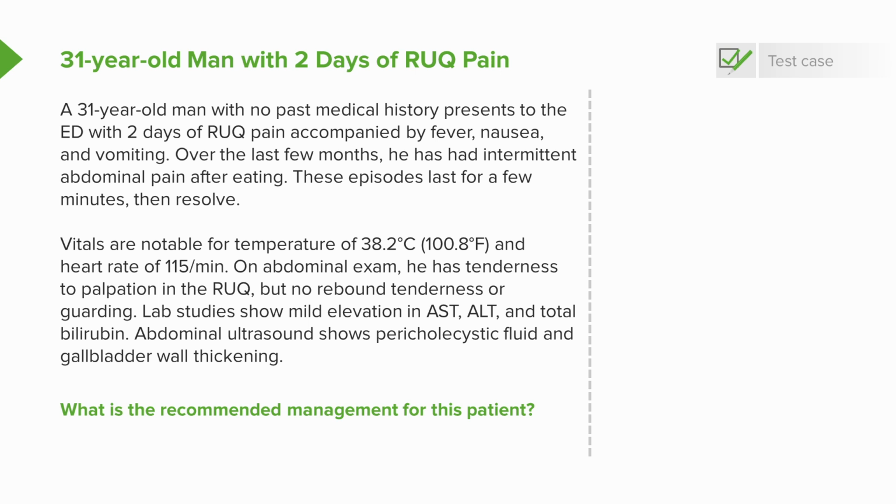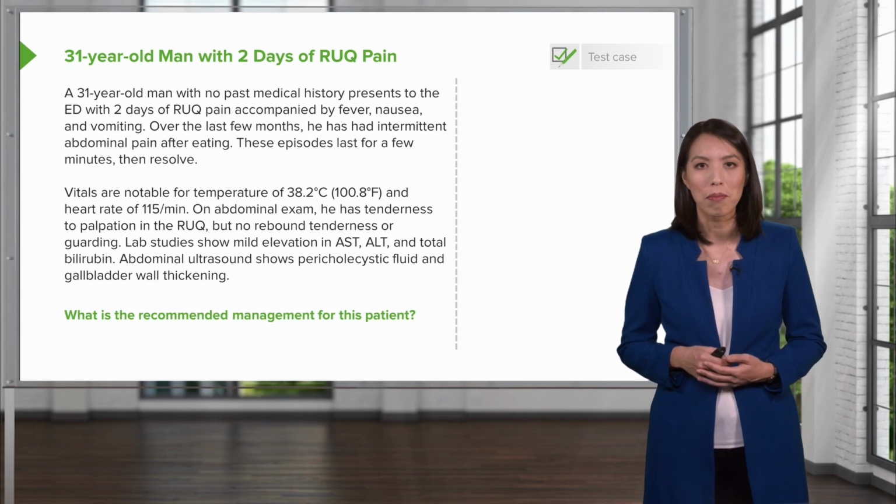Vitals are notable for temperature of 38.2 and heart rate of 115. On abdominal exam, he has tenderness to palpation in the right upper quadrant, but no rebound or guarding. Labs show mild elevation in AST, ALT, and the total bilirubin. His abdominal ultrasound shows pericholecystic fluid and gallbladder wall thickening. So what is the recommended management for this patient?